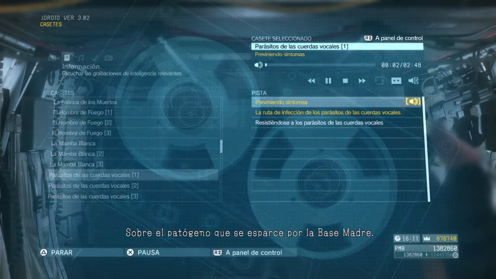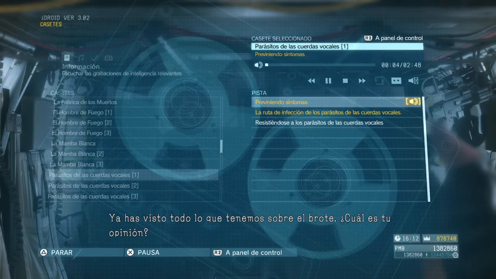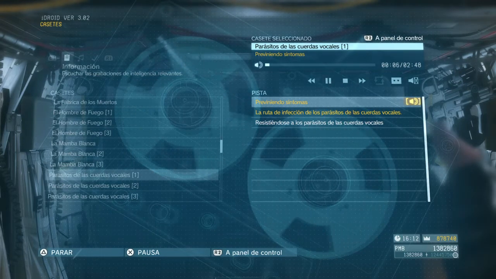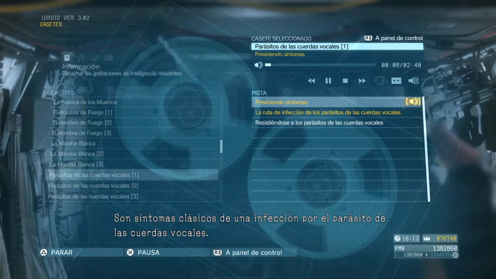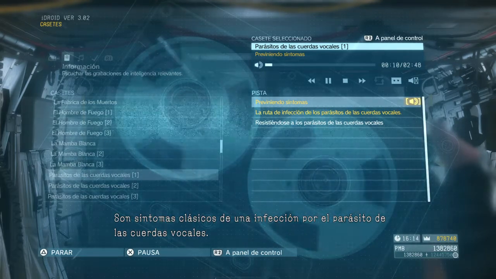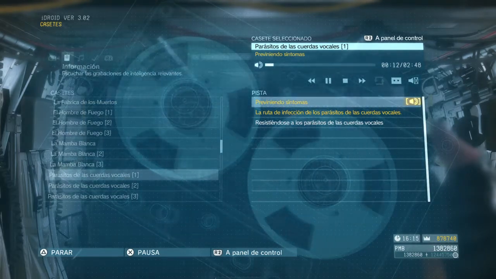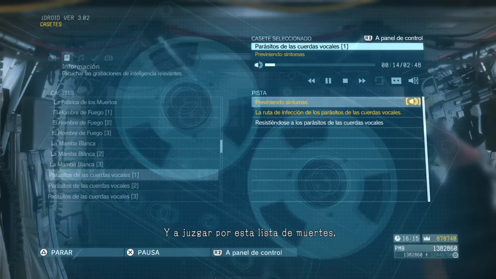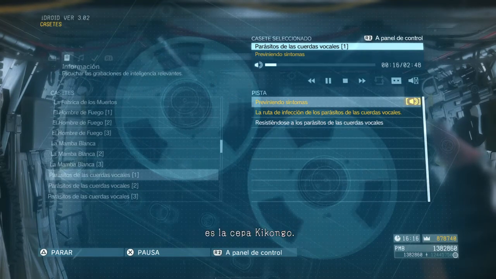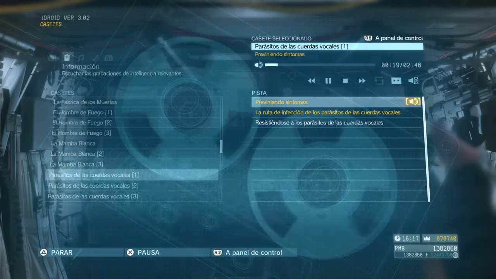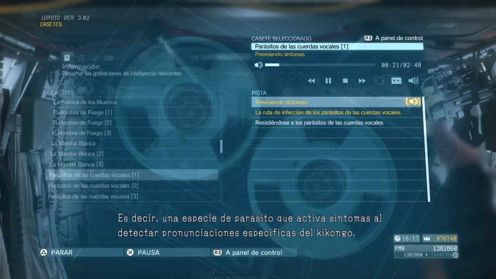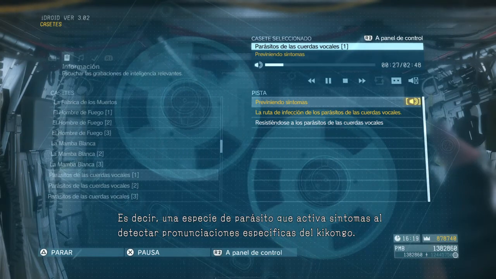About the pathogen spreading through Mother Base? You've seen everything we've got on the outbreak. What's your opinion? Textbook symptoms of vocal cord parasite infestation. And judging from this casualty list, it is the Kikongo strain, meaning a breed of parasite that triggers symptoms upon detecting pronunciation specific to Kikongo.